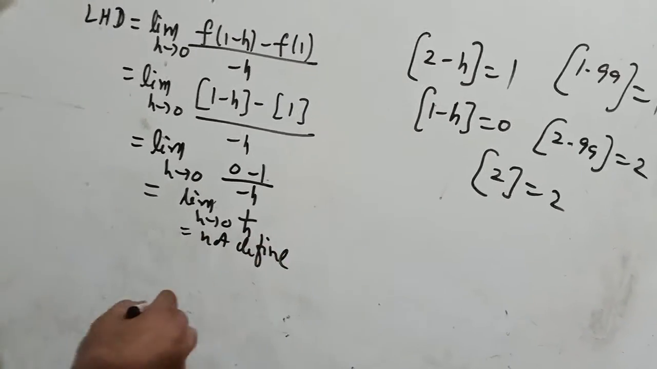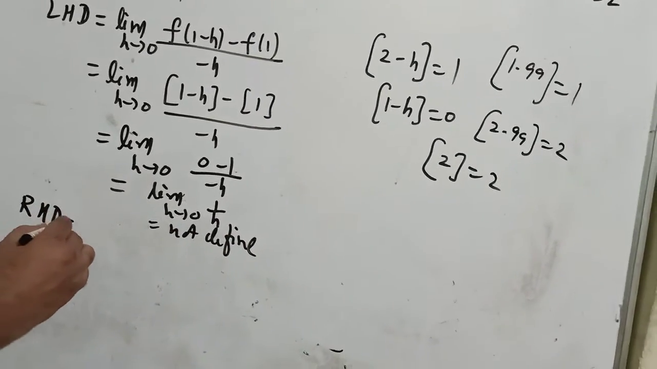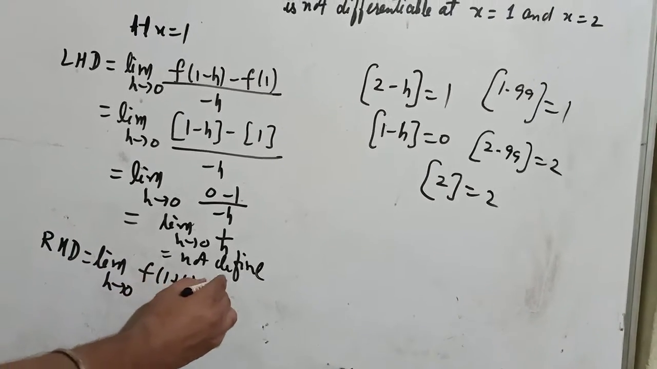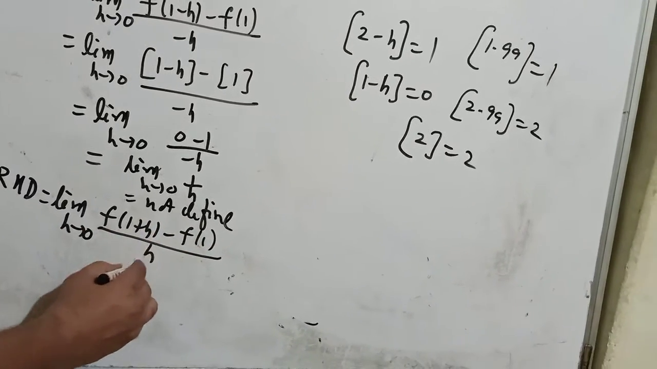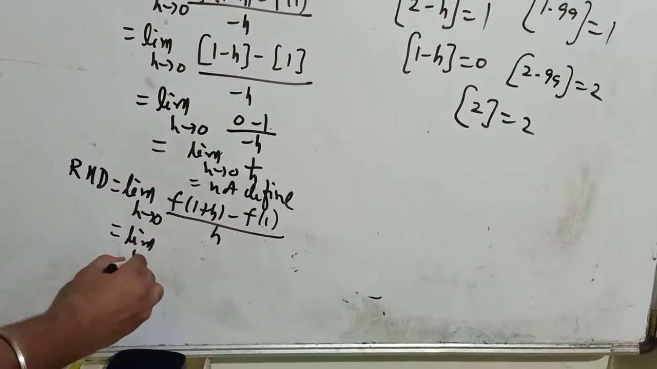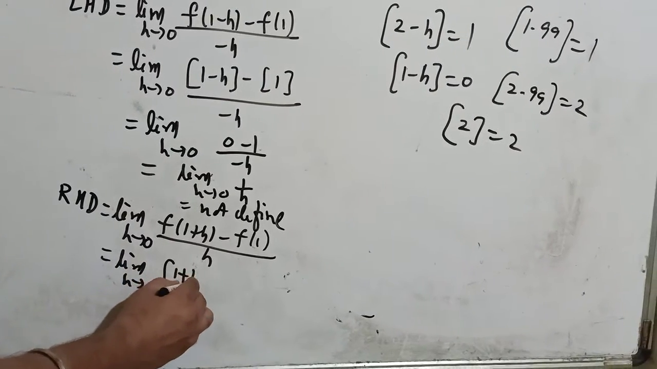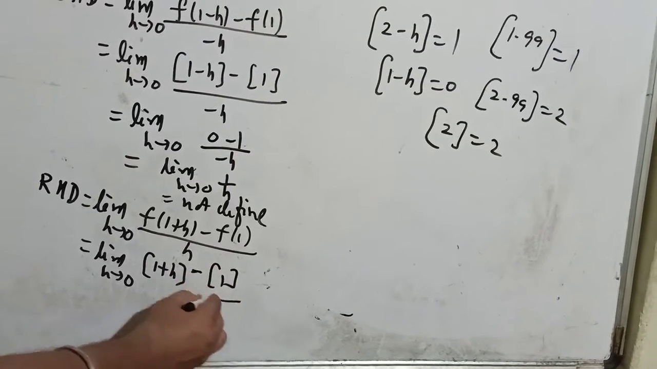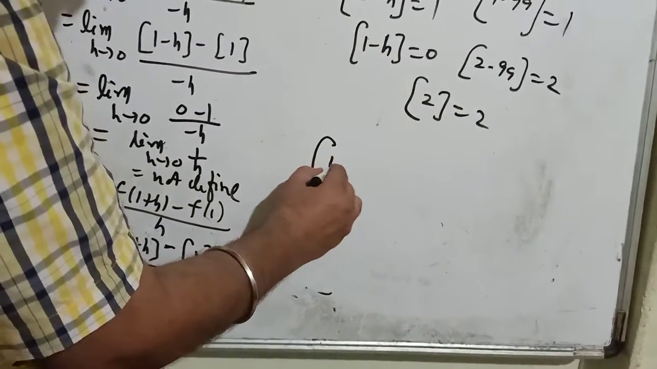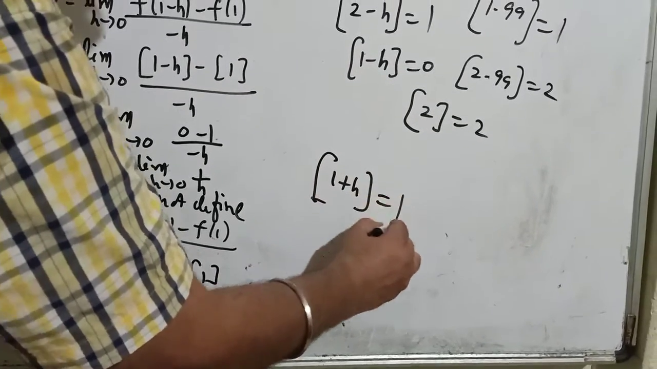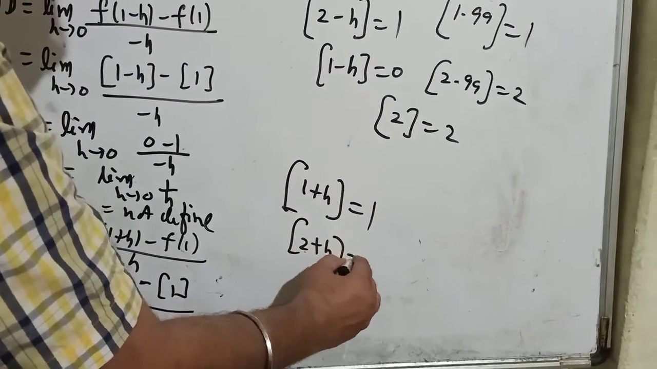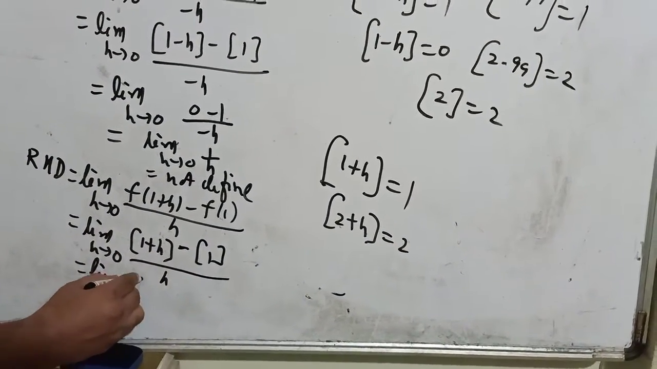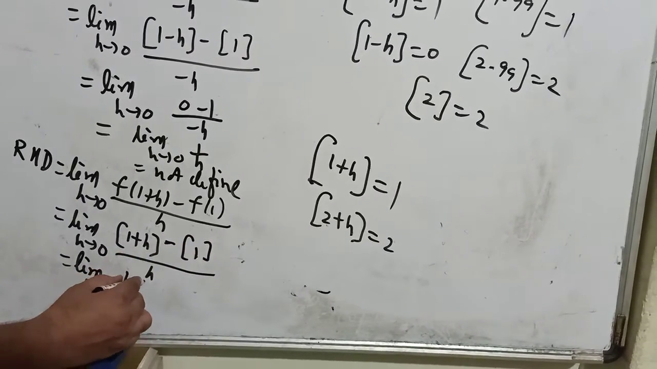Not defined. And when you are finding RHD, limit h tends to 0, f of 1 plus h minus f of 1 upon h. So this is limit h tends to 0, greatest integer of 1 plus h minus 1 upon h. And we know that in the greatest integer function, if you are adding 1 plus h, it will be 1; 2 plus h, it will be 2. So for 1 plus h it will be limit h tends to 0, 1 minus greatest integer 1, which is 1, upon h.